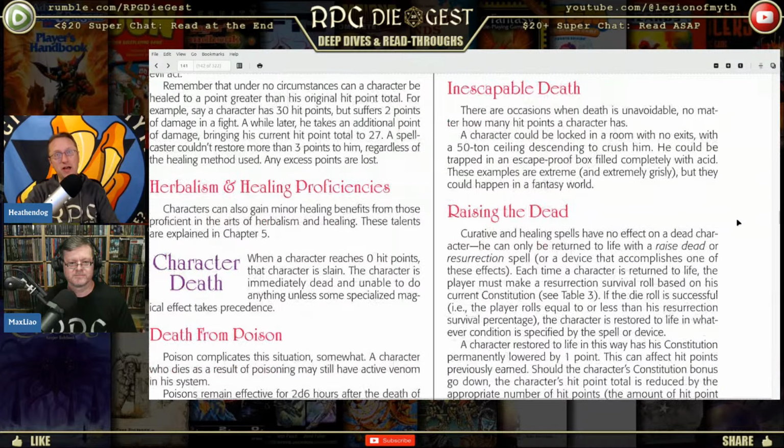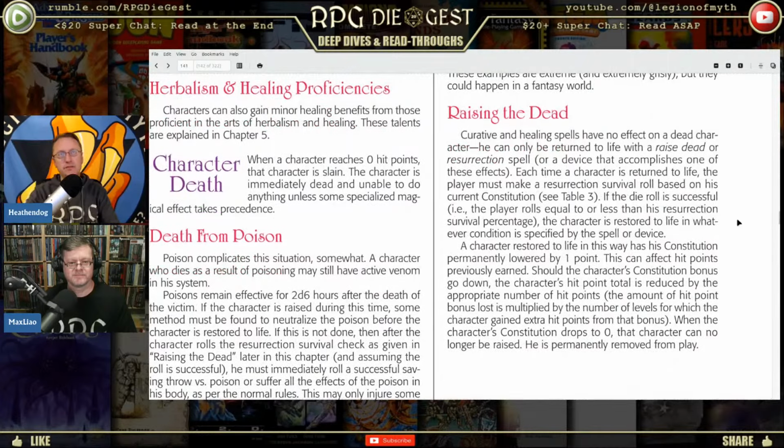Sometimes you just die. But there's a chance you can come back. Curative and healing spells have no effect on the dead. They can only be returned with a Raise Dead or Resurrection spell. Each time a character is returned to life, the player must make a resurrection survival roll based on their current constitution. If the die roll is successful, rolling equal to or less than the percentage chance, the character is restored to life in whatever condition is specified by the spell or device. Each spell and device does it differently.